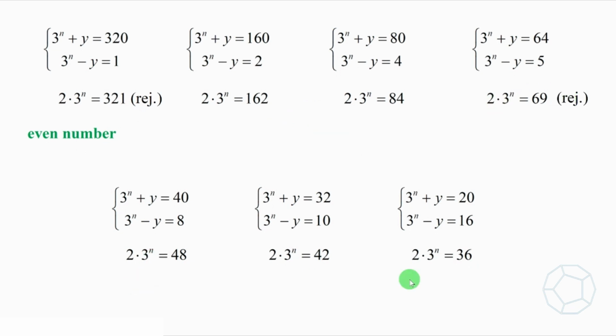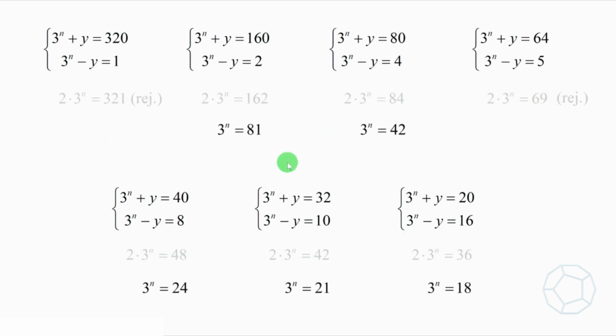For the remaining 5 values, divide them by 2, then we have 3 to the power of n is equal to 81, 42, 24, 21, and 18. Out of these 5 values, only 81 is a power of 3. Therefore, n is equal to 4.